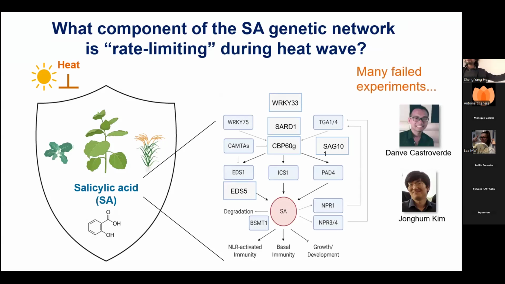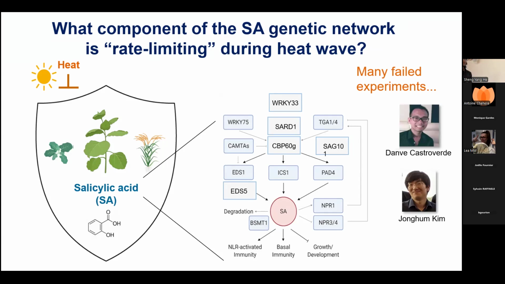And many failed experiments. What we tried to do is to identify the so-called rate limiting step. Okay, so we know that all of them are downregulated by temperature, but can we block it essentially? If it's a positive regulator, we want to constitutively express it to bypass the native promoter to see if that can stop the SA downregulation. For a negative regulator, we do a mutant. And I can tell you, none of them worked. This was a 5-year journey, very hard work.